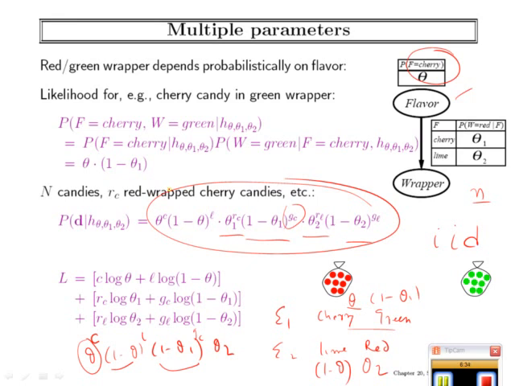Right? And now, since all data points are independent, you can then multiply all these probabilities. You will then get the probability of the whole data, which is the multiplication of the probability of individual data points.